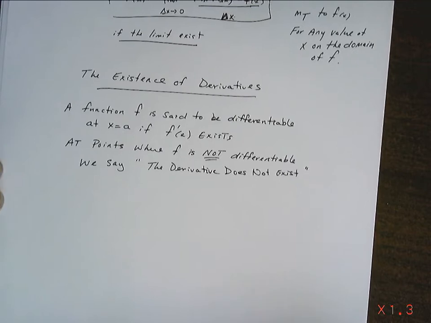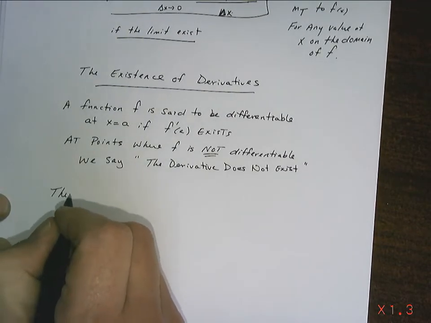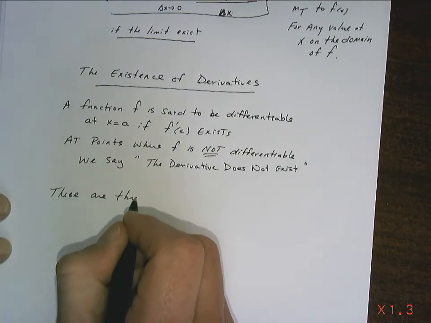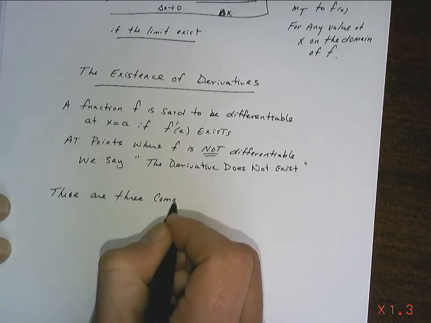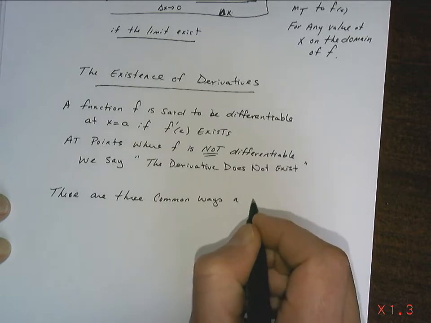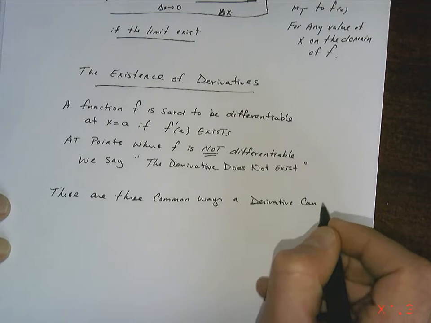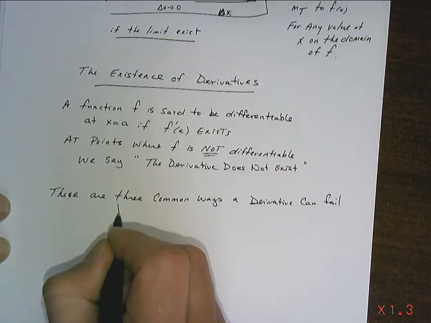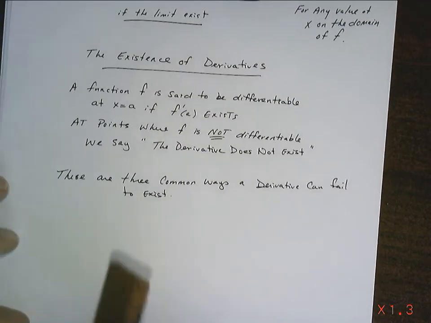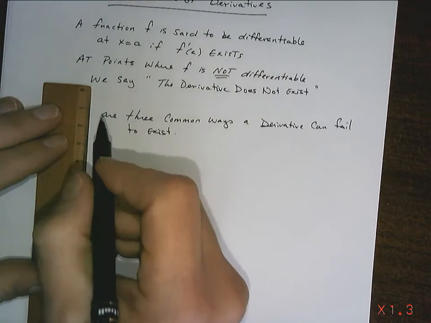There are three common ways a derivative can fail. These are three common ways a derivative can fail to exist. And you're going to do a diagram. We're going to do 4 diagrams, actually.